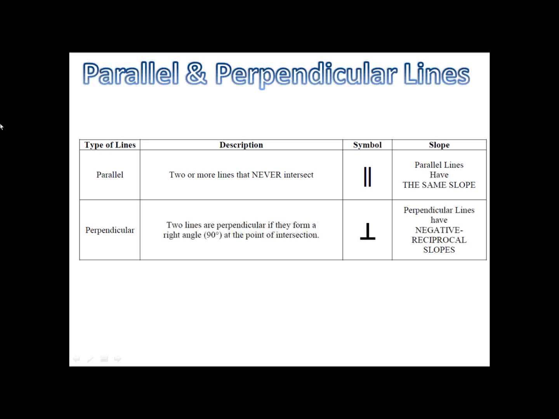Perpendicular lines are lines that intersect, forming a right angle. Remember, a right angle is an angle that measures 90 degrees at the point of intersection. The symbol used for perpendicular lines is simply two little perpendicular lines. The important thing to remember about perpendicular lines is that they have negative reciprocal slope, meaning the slopes are flipped and the sign is changed.